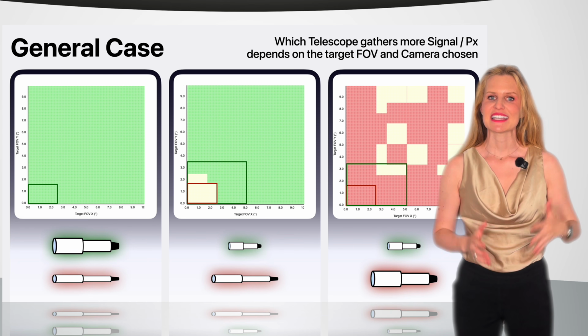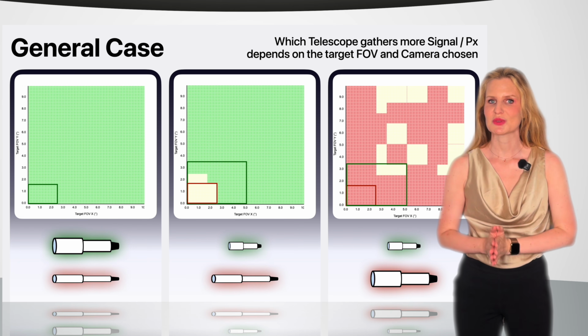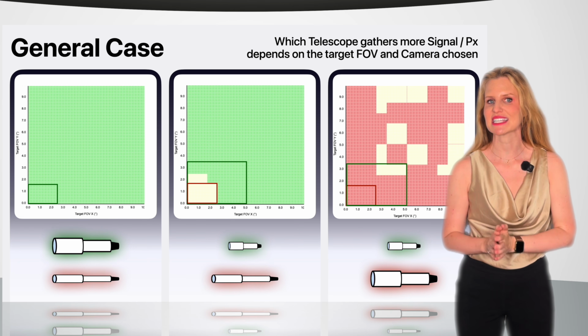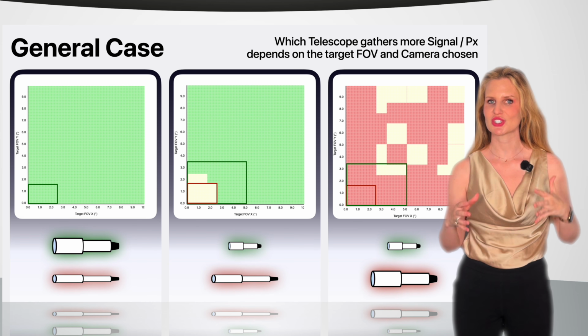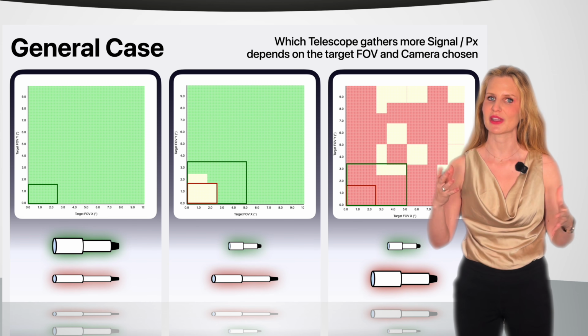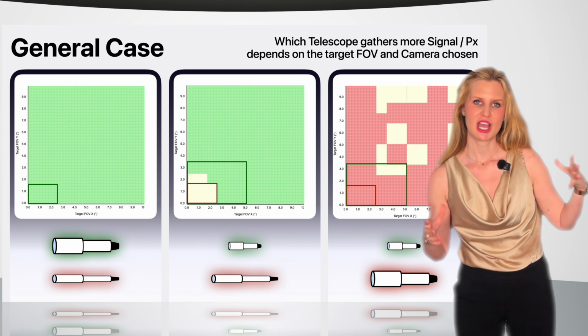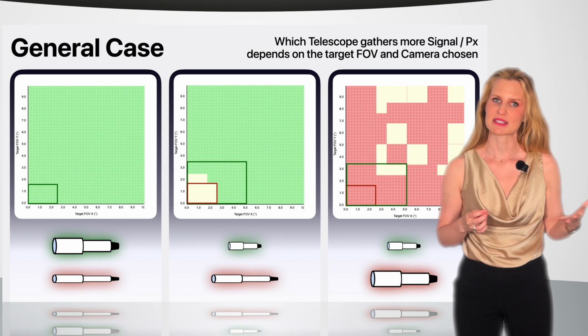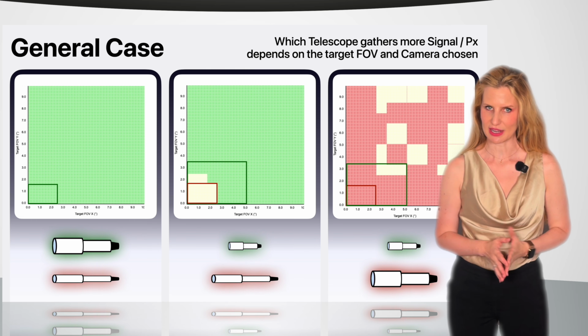Finally, in the third example, two telescopes with the same focal ratio but different sizes, we see that while there are certain specific conditions where they perform the same, the larger telescope is more efficient in the vast majority of field of view scenarios.